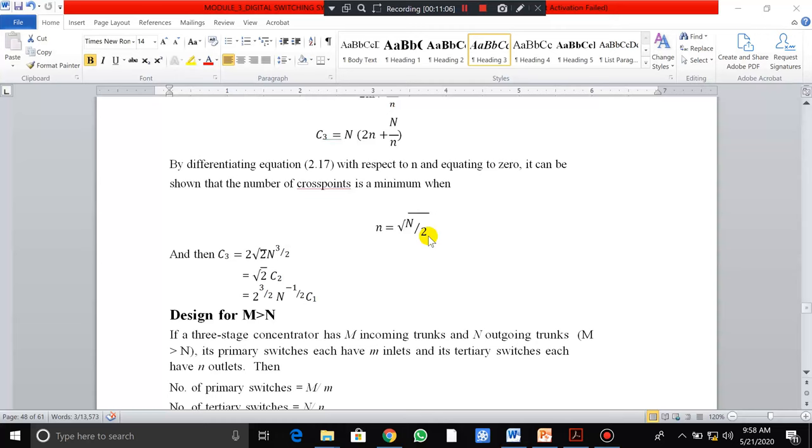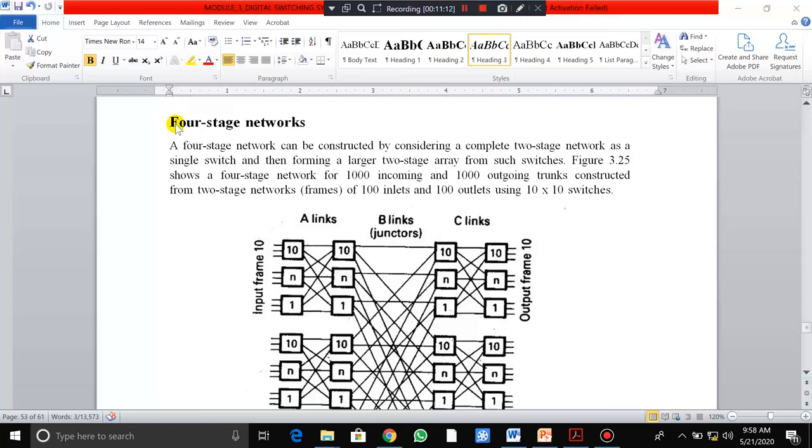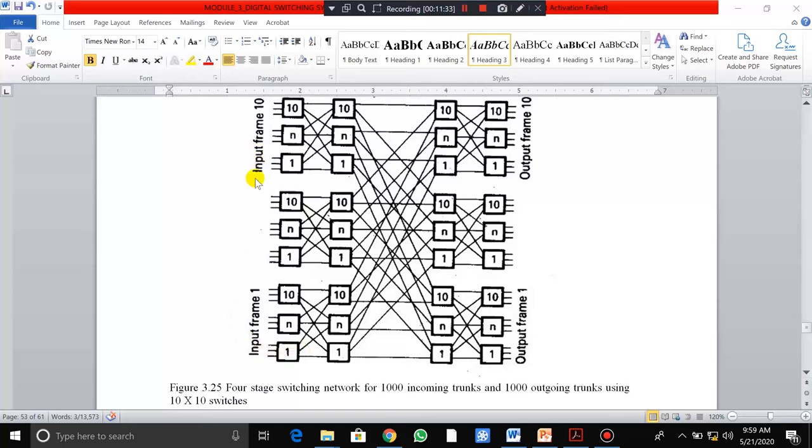So now let us discuss the four-stage network. Till now we discussed two-stage and three-stage, now it is four-stage. In a four-stage network, we have a construction which considers a complete two-stage network as a single switch and then forms a large two-stage array from these switches. So this is a diagram of the four-stage network. We have the incoming trunks, these are outgoing trunks, and these are the interconnection links.